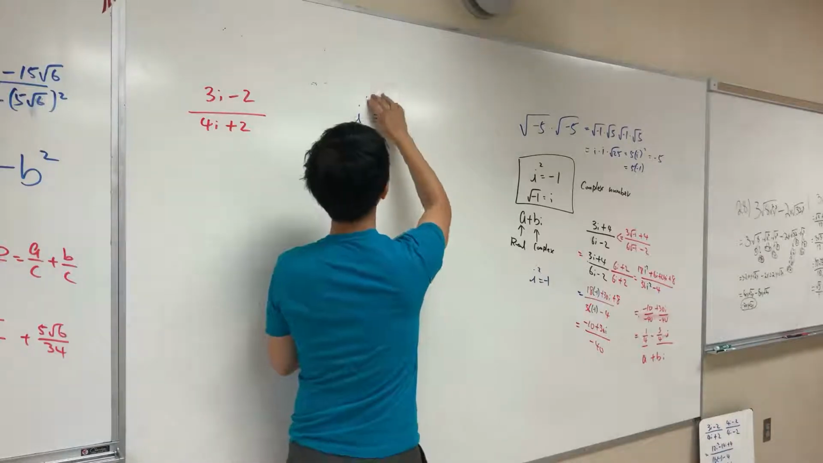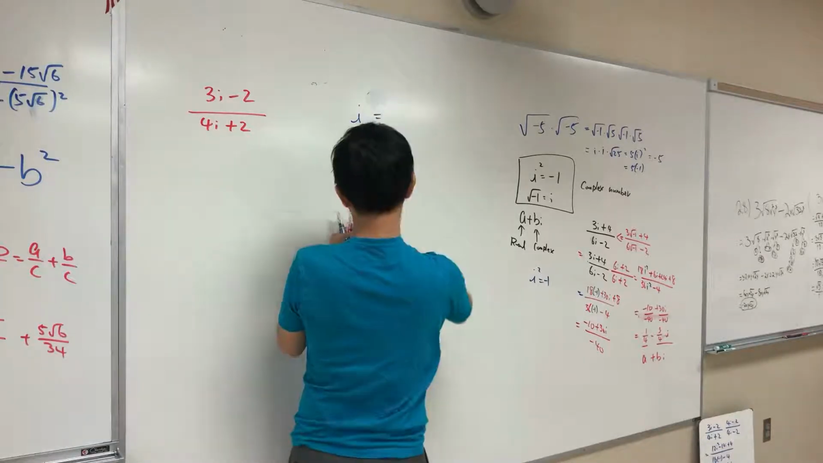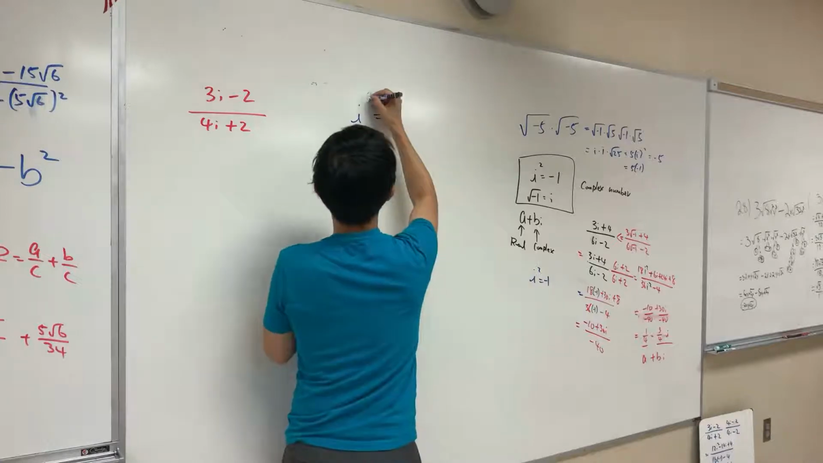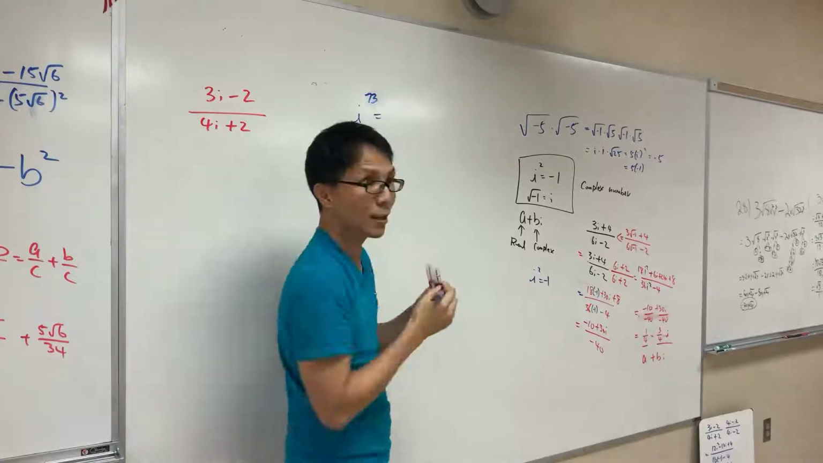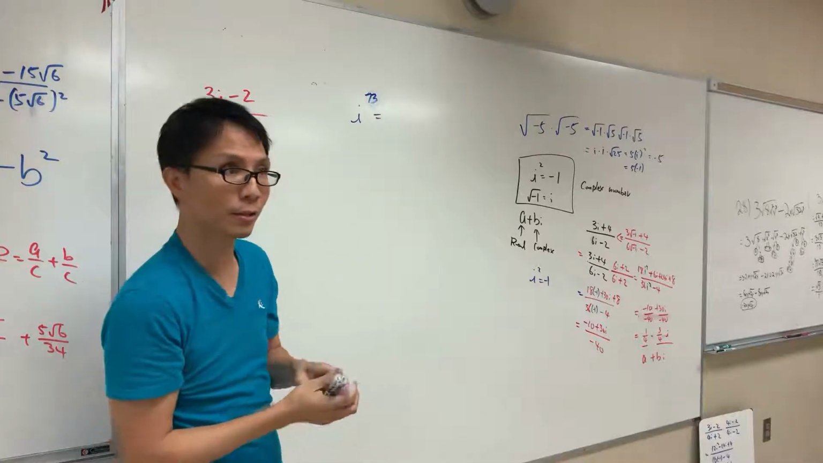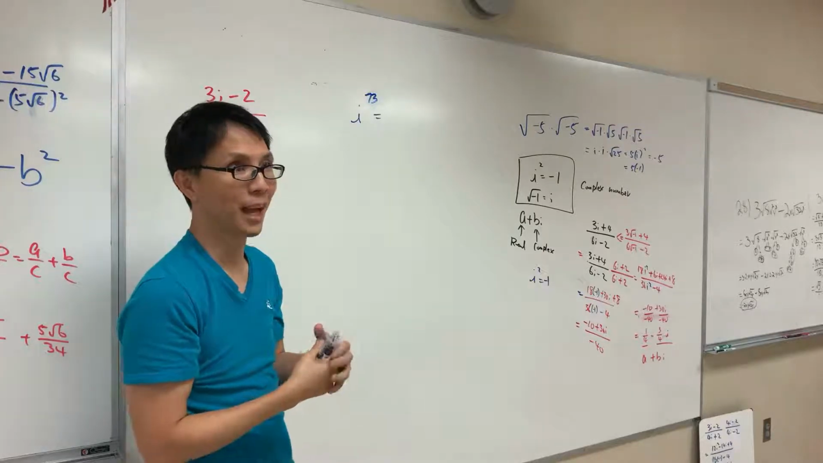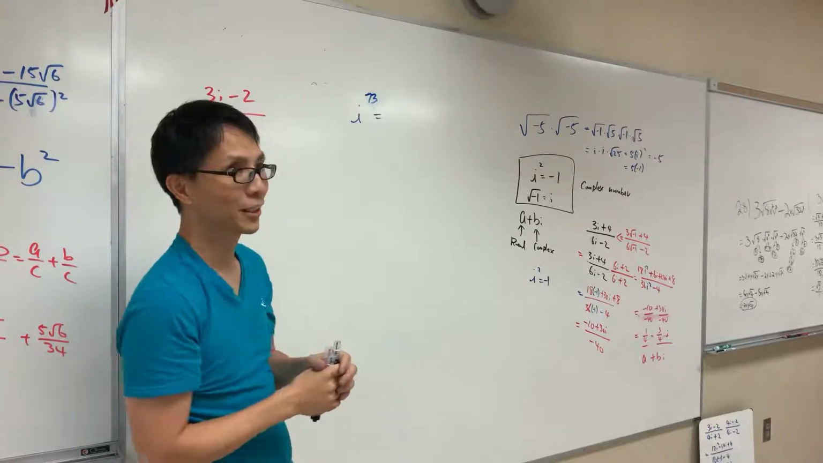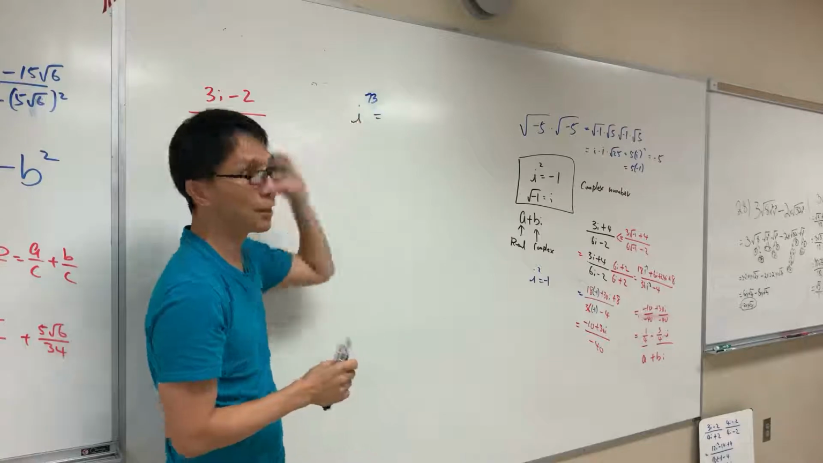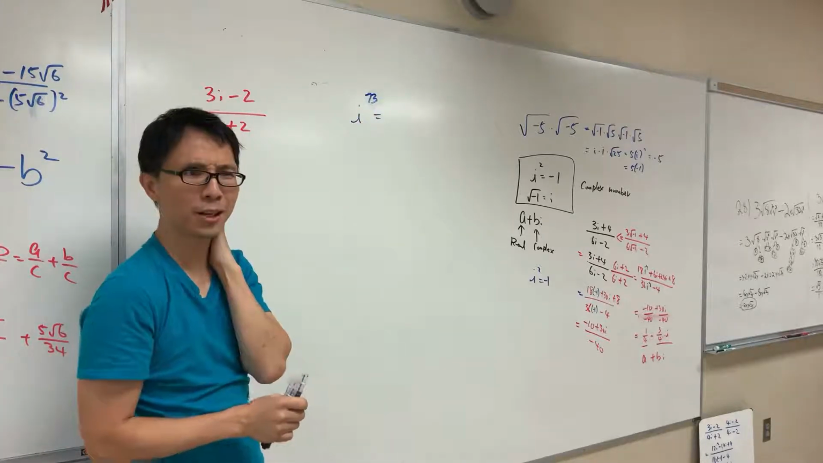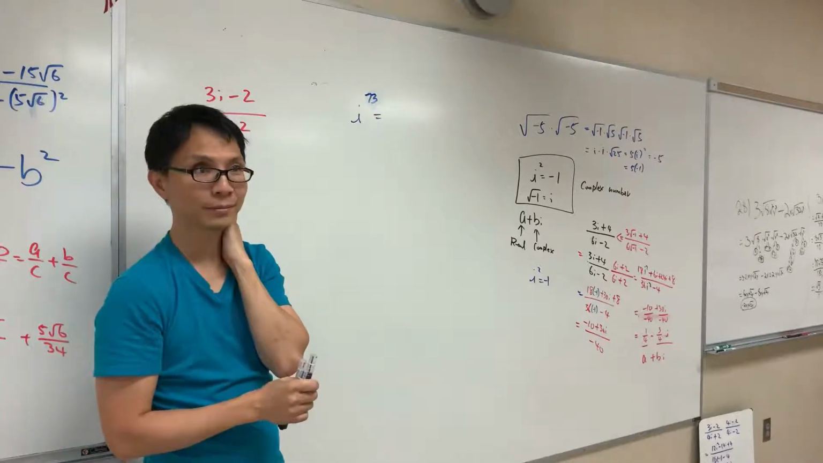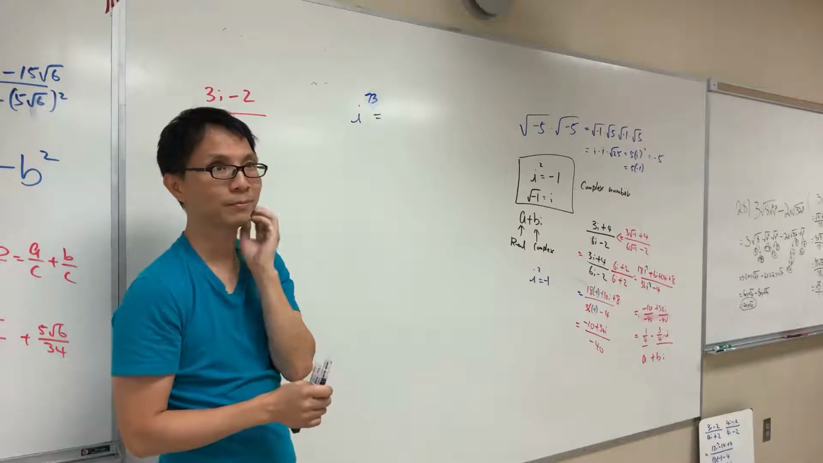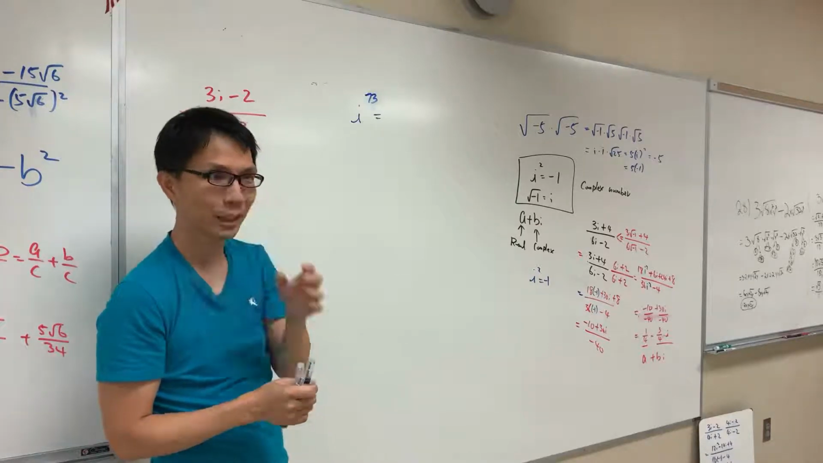i to the 73rd power. 73rd power. 63. 70. Okay. So i to the 73 power. Do you guys know how to do that? How do you know it's negative 1? Huh?